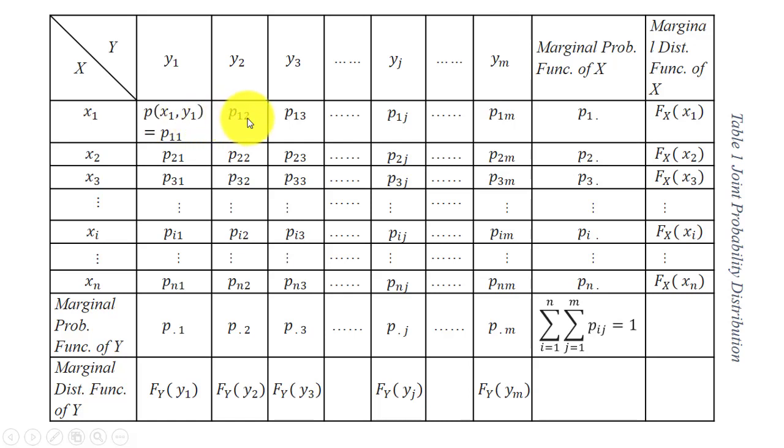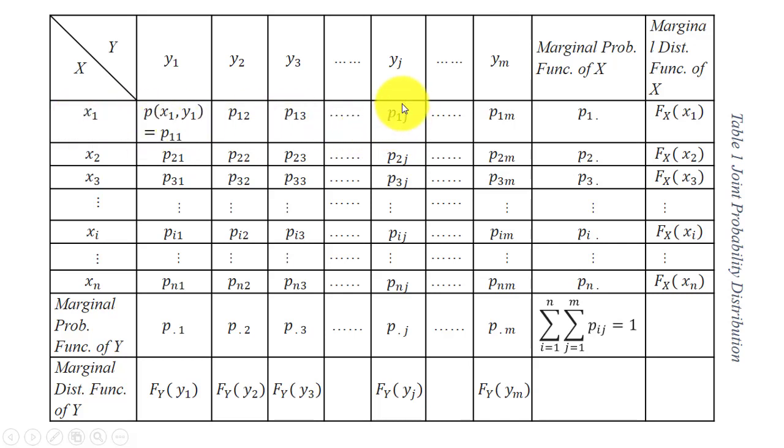Similarly, p12 means that x equal to x1 and y equal to y2, so p of x1 comma y2. Similarly, p13 means p of x equal to x1 and y equal to y3. In the same way, you can obtain all the probabilities here.